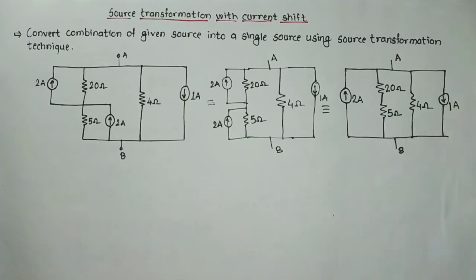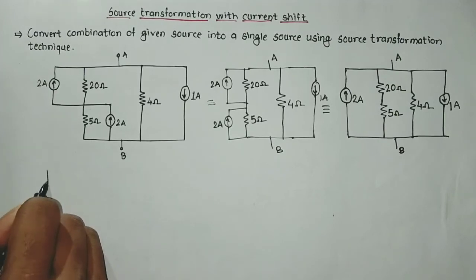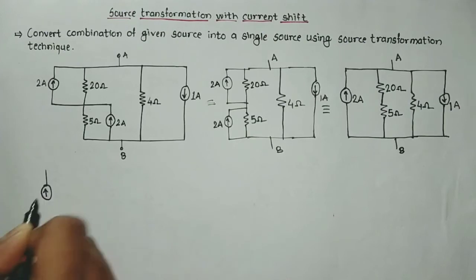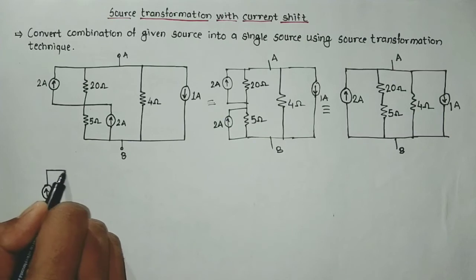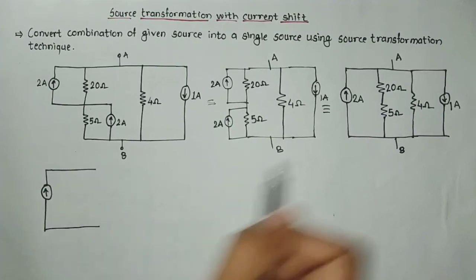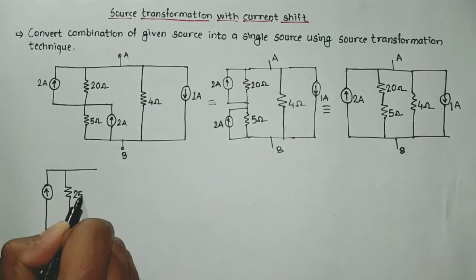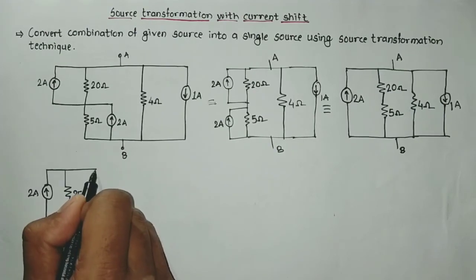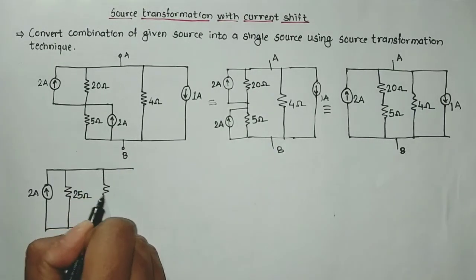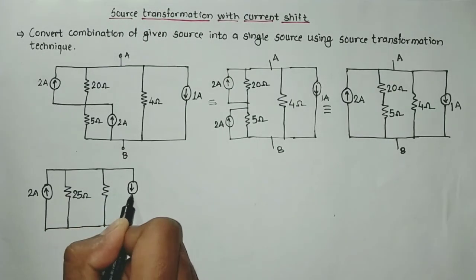Now as these two resistances are in series, they can be added. So the equivalent circuit for this will be a 2 ampere current source with this 25 ohm resistance. The 4 ohm resistance is already there. This is our 1 ampere source.